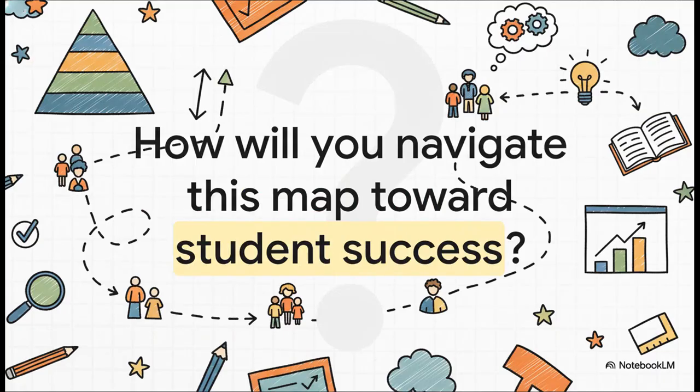So as we close this out, I want you to hold on to that idea of this process being a map. It has clear routes, it has signposts, it has steps you can follow. But remember, the map itself isn't the destination. The destination is always, always student success. So the real question for all of us is, how are we going to use this map to navigate the unique journey of each and every child in our classroom?